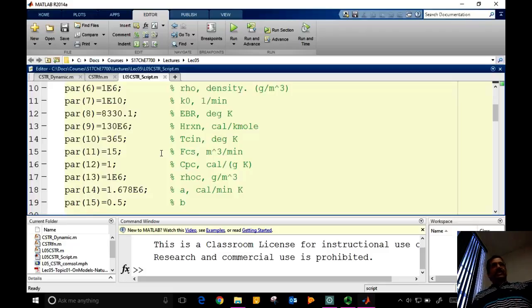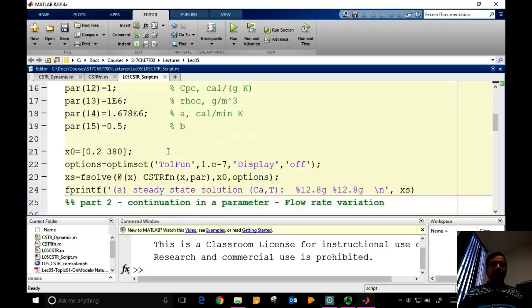They were given in the table. We input them, and then we stopped exactly here after solving part A. So x0 equals 0.2 and 380 are the 2 guesses for the concentration and temperature, initial guesses. And then we set for the solver certain parameters like the tolerance. We want the function to be less than 10 to the minus 7, and display off, meaning don't print after every iteration. But the real tool in MATLAB that you need to understand is this fsolve.